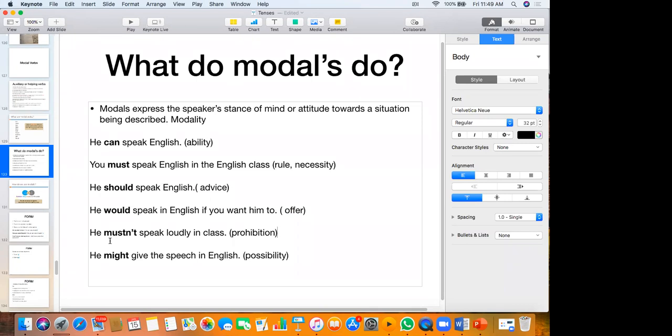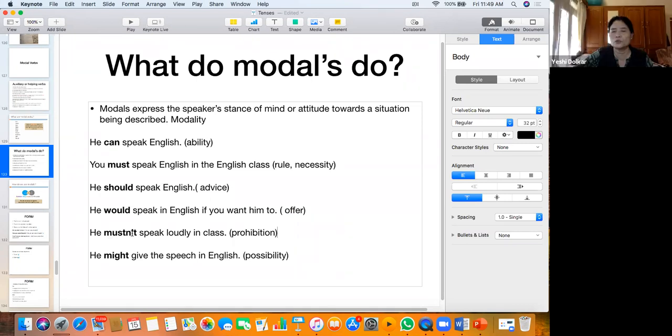Then he mustn't speak loudly in class. This is a prohibition. All right, it's a prohibition. And then I can say he might give the speech in English. Possibility. All right. Do you understand?